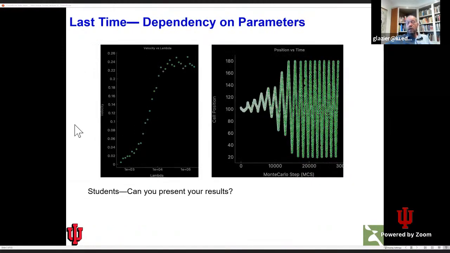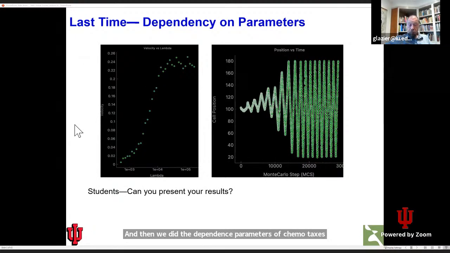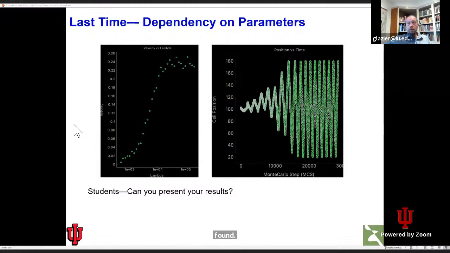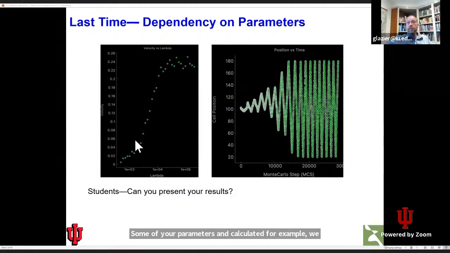And then we did the dependence on parameters of chemotaxis. Some people had some very nice homeworks on this. I was hoping that maybe at least a few of you would be willing to share one or two of the things you found when you varied some of your parameters and calculated, for example, velocity versus lambda chemo in class.